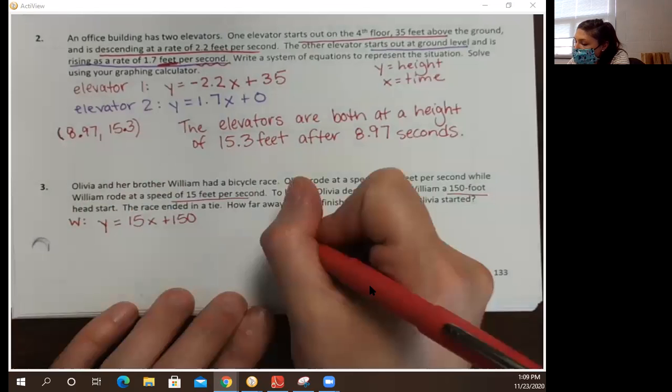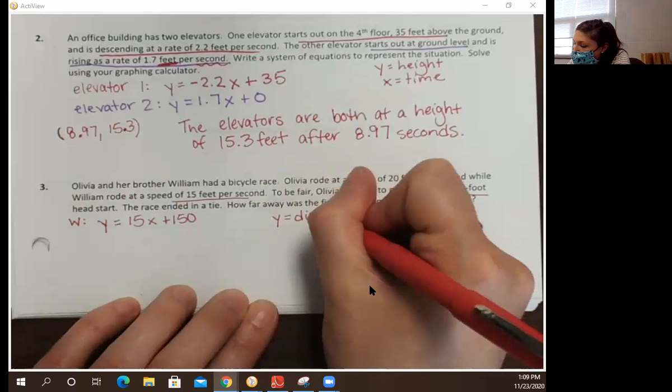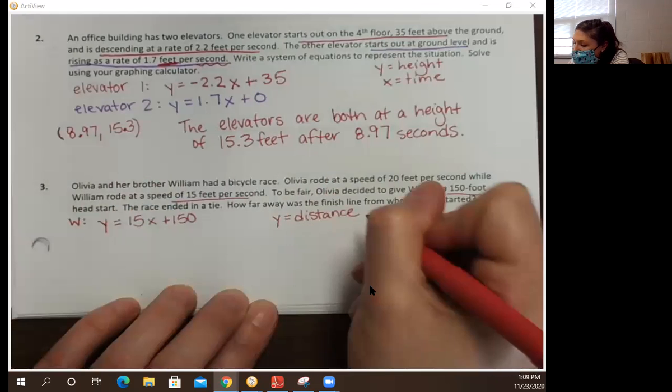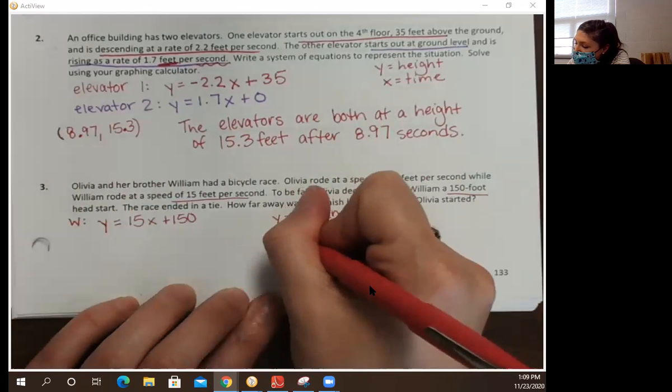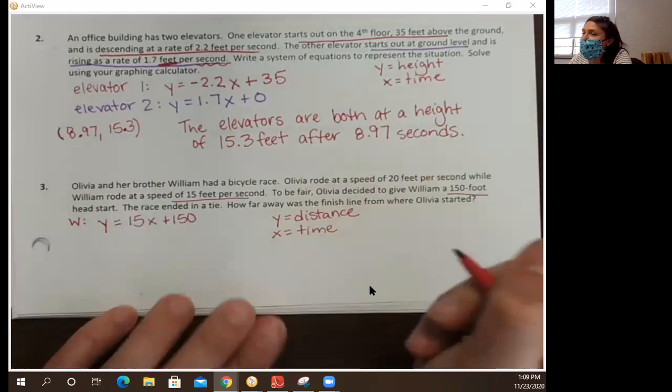So for my function, I'm using y to represent our distance, how far he's traveled. And then I'm using x to represent time, how long they've been racing.